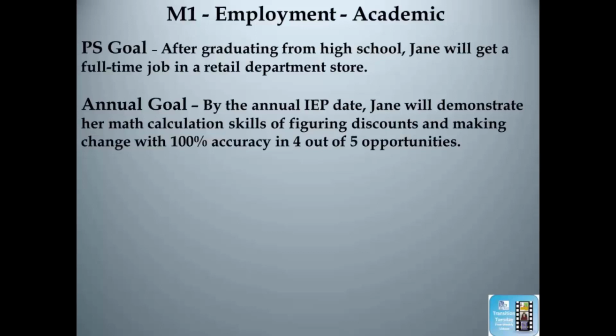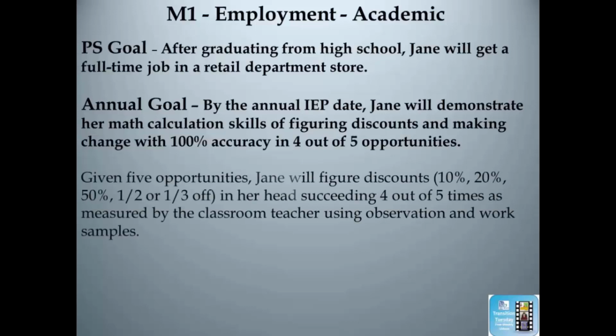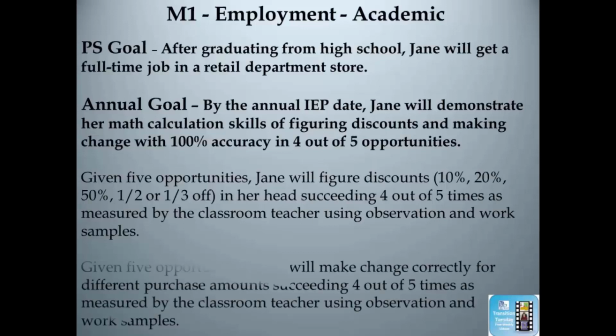Her objectives are, given 5 opportunities, Jane will figure discounts 10%, 20%, 50%, 1/2, or 1/3 off in her head, succeeding 4 out of 5 times as measured by the classroom teacher using observation and work samples. The second objective is, given 5 opportunities, Jane will make change correctly for different purchase amounts, succeeding 4 out of 5 times as measured by the classroom teacher using observation and work samples.